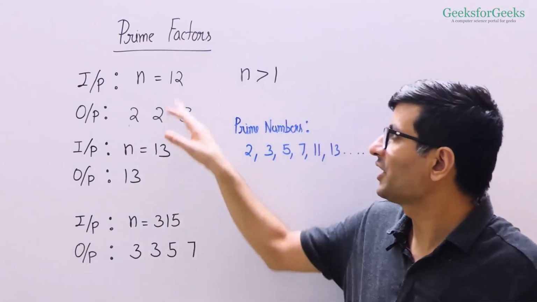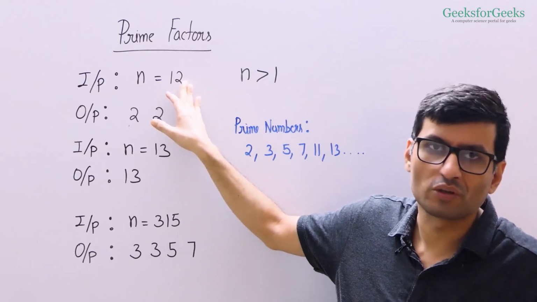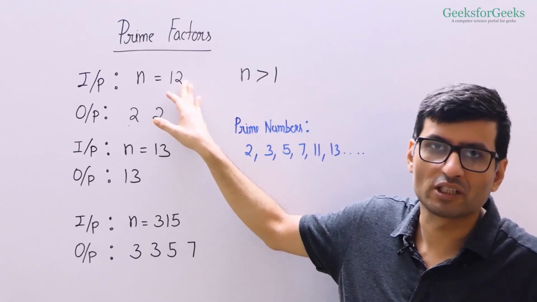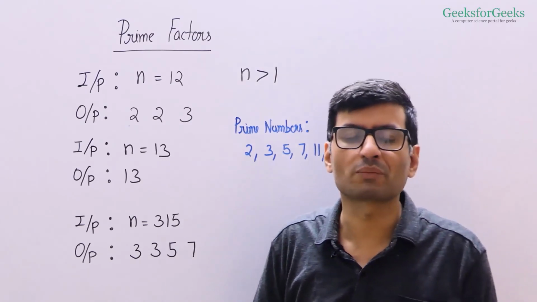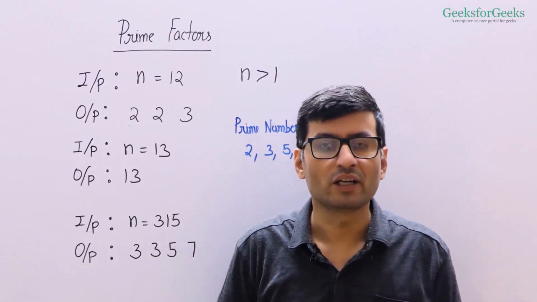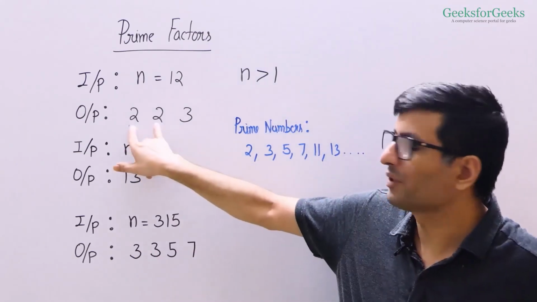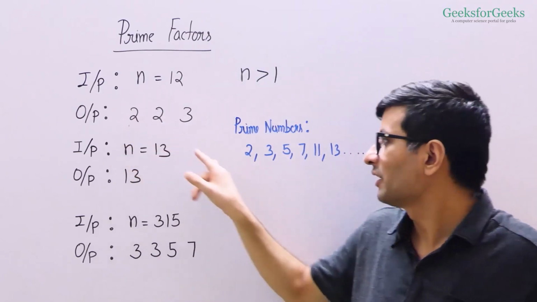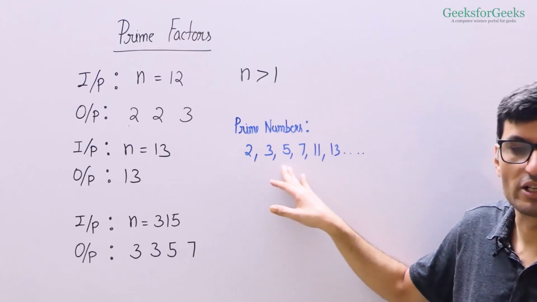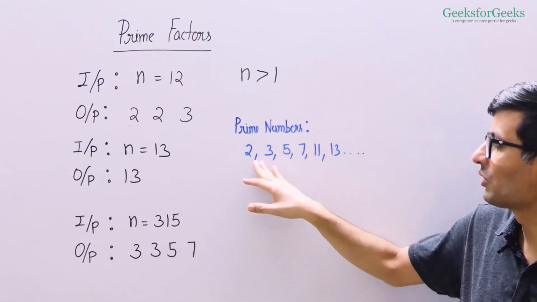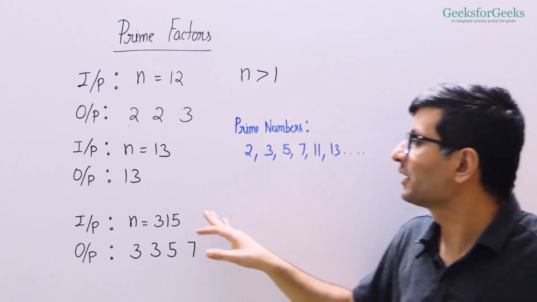If you see n equal to 12, it has multiple divisors: 2, 4, 6, 3, 12 itself. But out of all these divisors, which divisors are prime? 2 is a prime number, 3 is a prime number, and 2 divides 12 two times. So that is why we write 2 two times. Just to recall what prime numbers are, here I have written first few prime numbers: 2, 3, 5, 7, 11, 13. These are first few prime numbers.